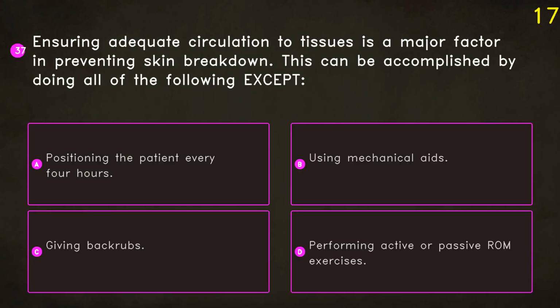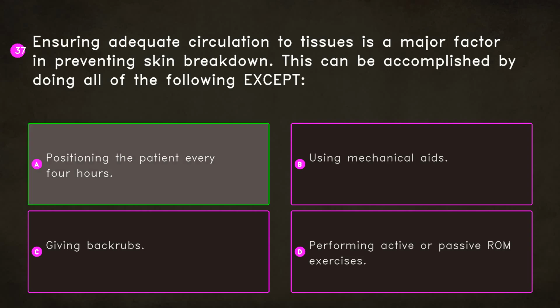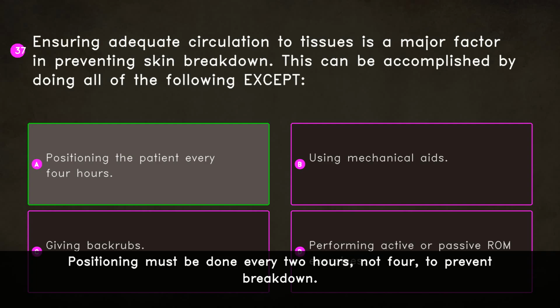Question 37. Ensuring adequate circulation to tissues is a major factor in preventing skin breakdown. This can be accomplished by doing all of the following except A. positioning the patient every 4 hours. B. using mechanical aids. C. giving back rubs. D. performing active or passive ROM exercises. The correct answer is positioning the patient every 4 hours. Positioning must be done every 2 hours, not 4, to prevent breakdown.